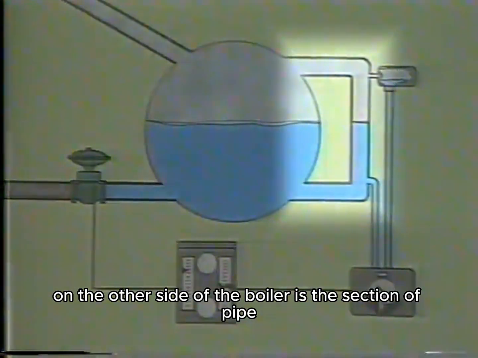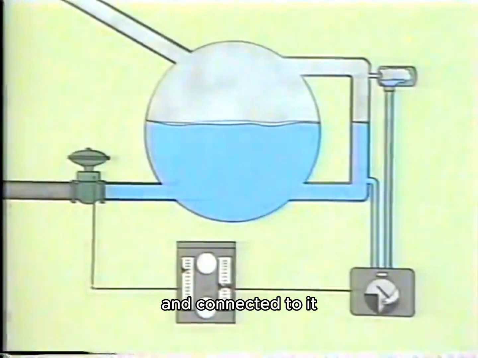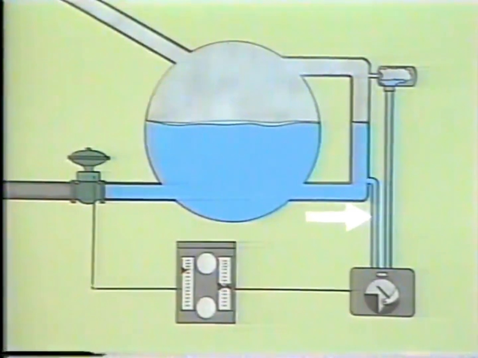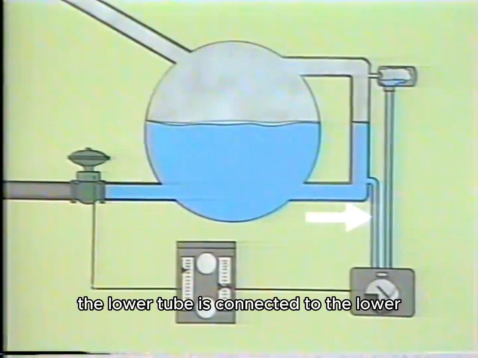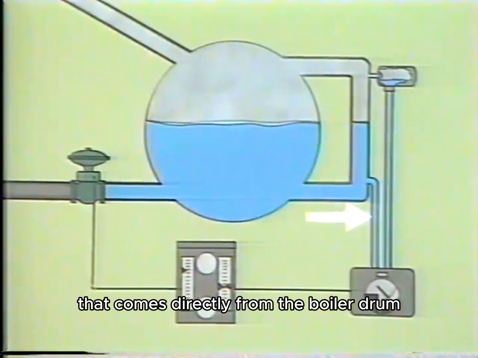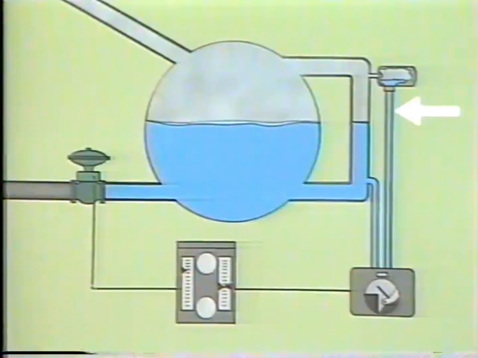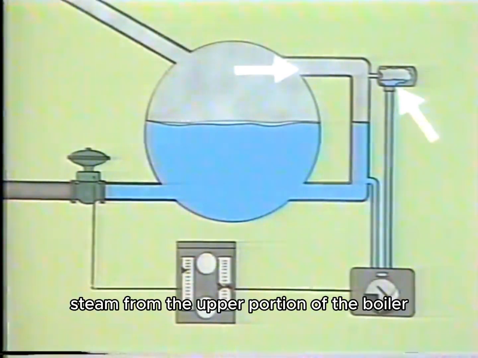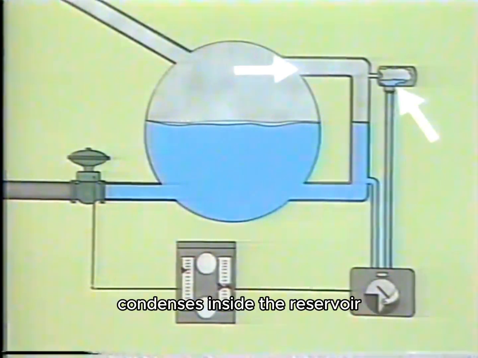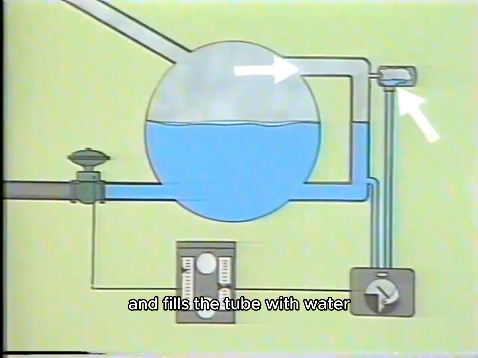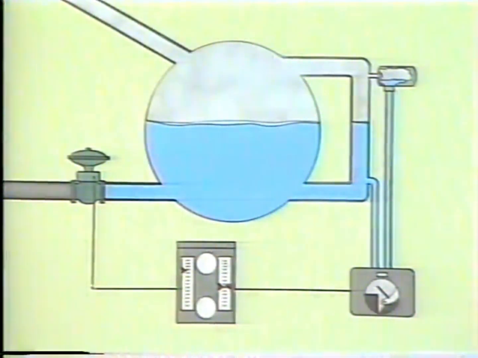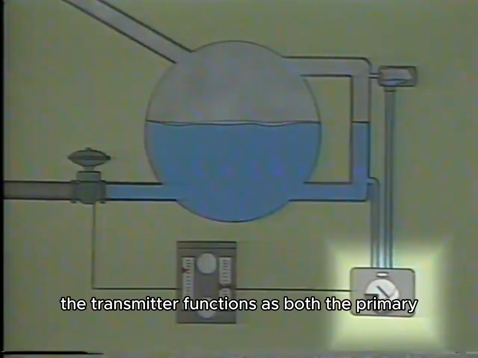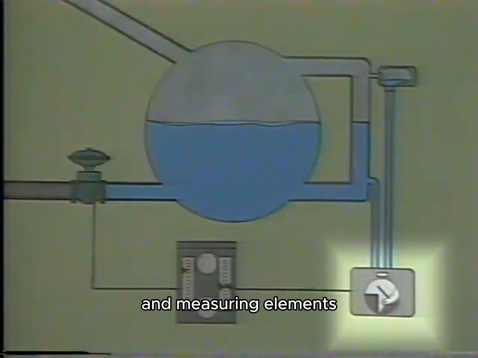Over on the other side of the boiler is the section of pipe, and connected to it, two tubes that run down to the level transmitter. The lower tube is connected to the lower end of the pipe and is filled with water that comes directly from the boiler drum. The other tube is connected to this reservoir. Steam from the upper portion of the boiler condenses inside the reservoir and fills the tube with water. Both tubes are connected to the transmitter.